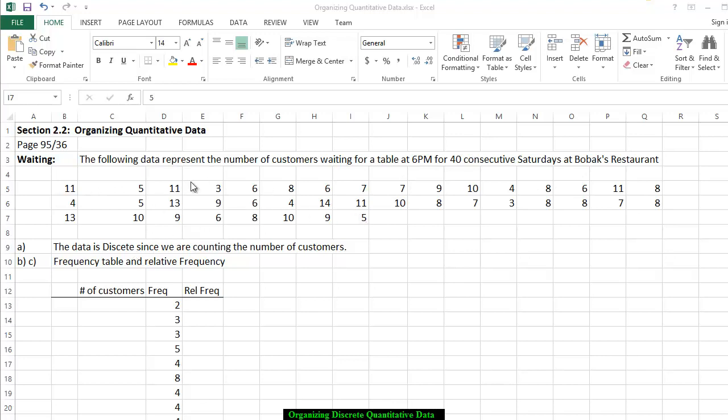And in order to look at this information, first of all, just to reiterate, the data is discrete because we are counting the number of customers, and customers are countable. Therefore, we want to list each number separately. So in order to make a frequency and a relative frequency table, we want to put down the number of customers who had to wait, and actually the number of times 3 customers had to wait, the number of times 6 customers had to wait. And we notice the minimum number of customers waiting is 3, the maximum is 14. So under number of customers, we want to start with 3 and finish with 14.